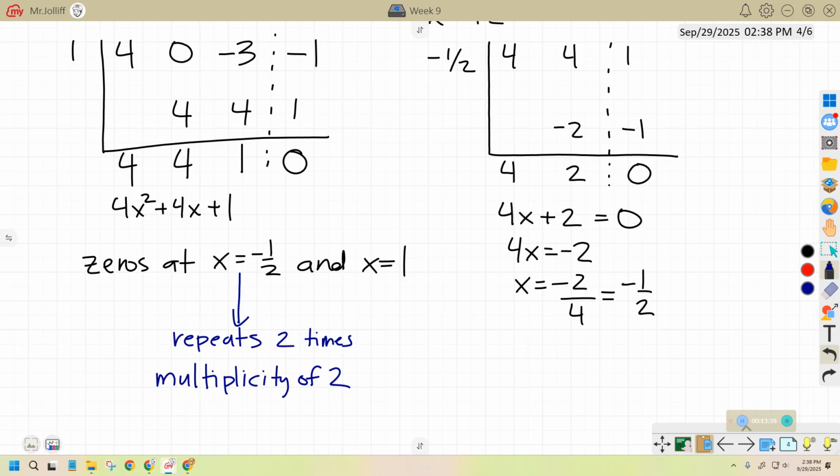Multiplicity is how we indicate that roots repeat. If it repeats twice, it has a multiplicity of 2. If it repeats 3 times, it has a multiplicity of... I'm glad we're all awake today. 3 times would be 3. If it repeats 5 times, it would have a multiplicity of 5. If it repeats 1 time, what's its multiplicity? 1, yeah. So this guy here that only showed up once has a multiplicity of 1.